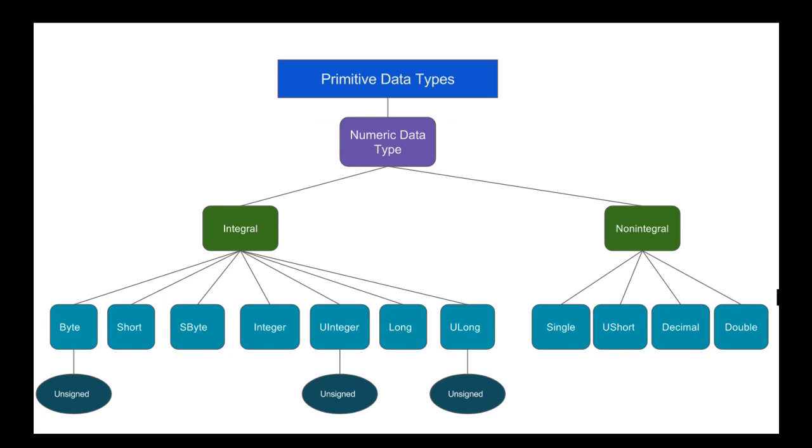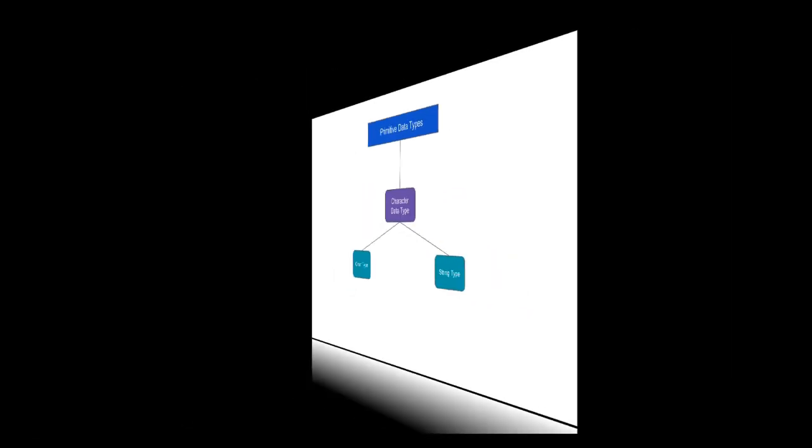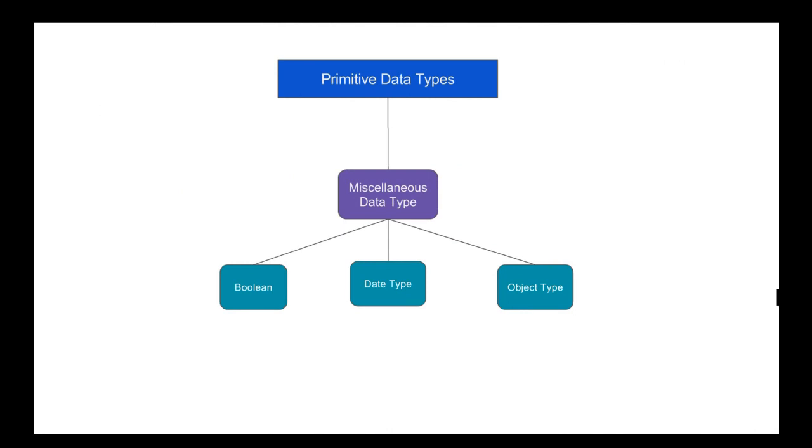As you recall from the previous lesson, we said that we have two main categories of data types. We have the primitive data type, or the built-in data type, then we have the non-primitive data type, and that is the data type that is defined by the programmer, which is called user-defined data type. Now, the primitive data type itself is divided into three subcategories. We have the numeric data type, as you see here, then we have the character data type, then lastly, we have the miscellaneous data type.